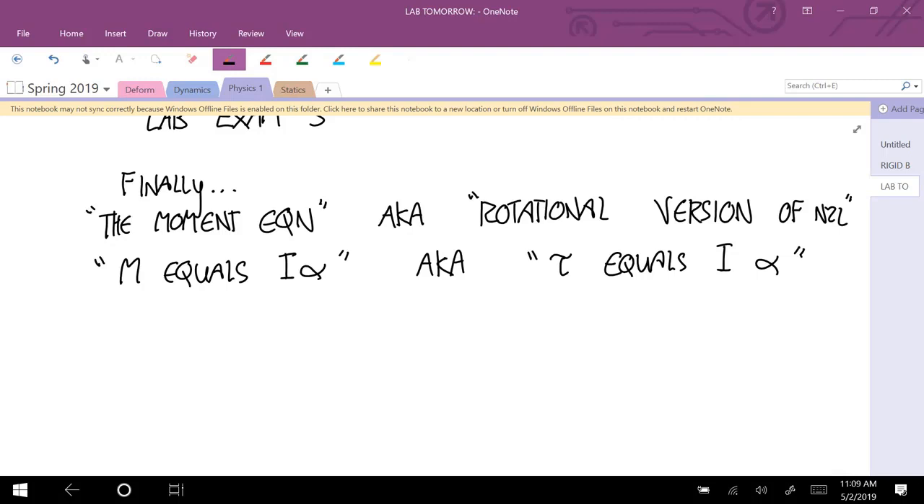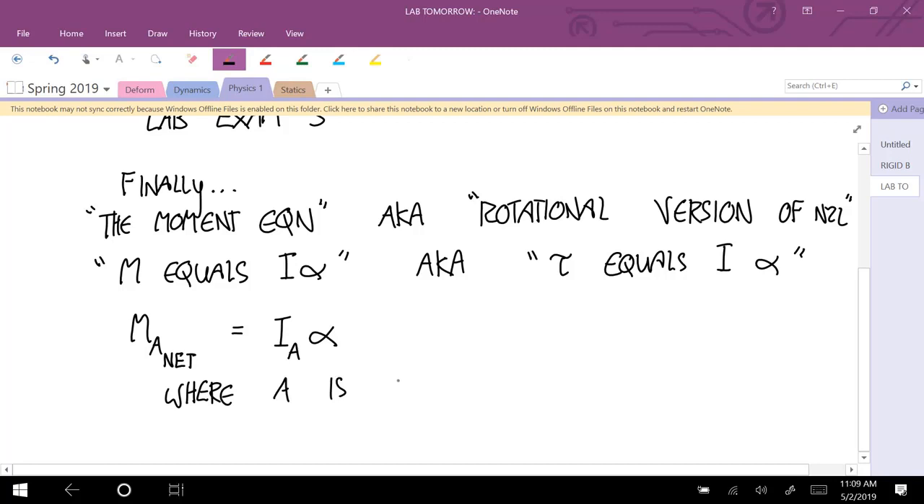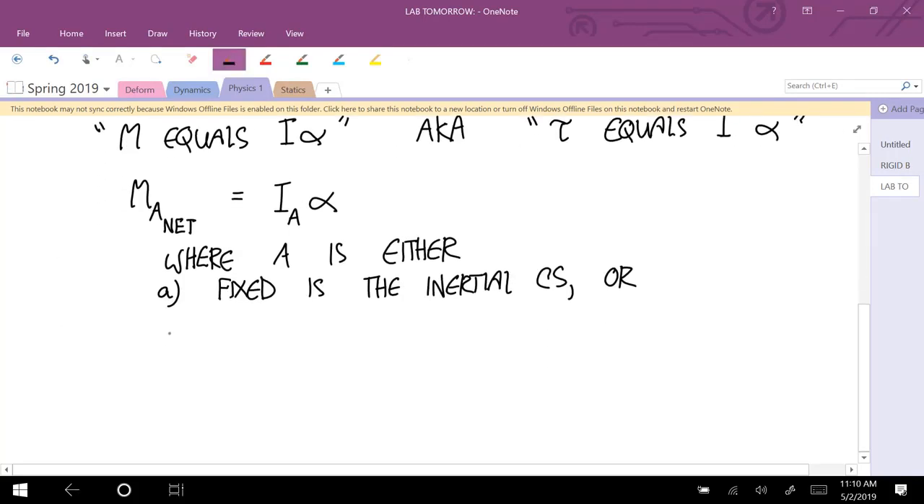And that equation says, well, I've already brought it up before, add up all the moments about A, so M_A net is equal to the mass moment of inertia about A times the angular acceleration, where A is either fixed in the inertial coordinate system or the body's center of mass.